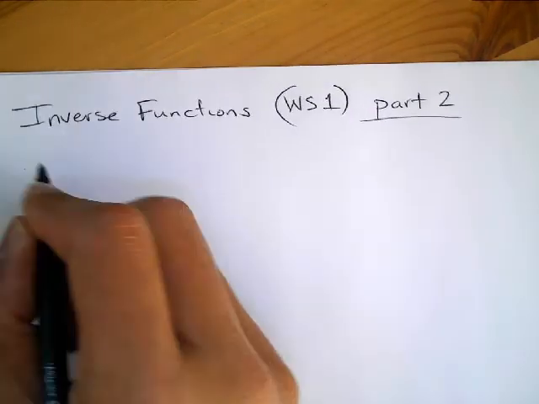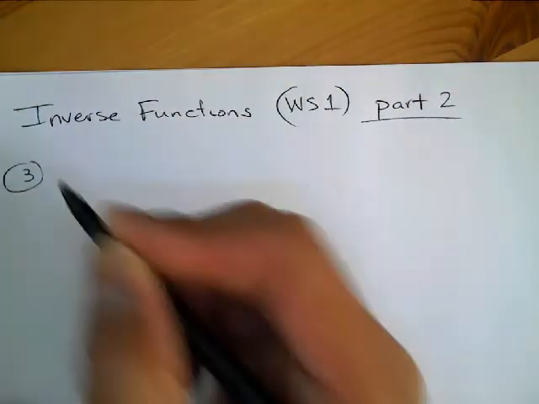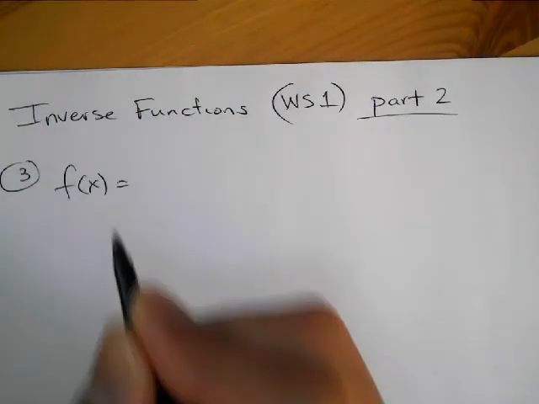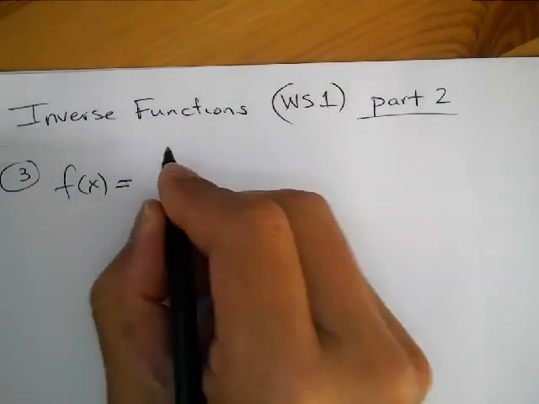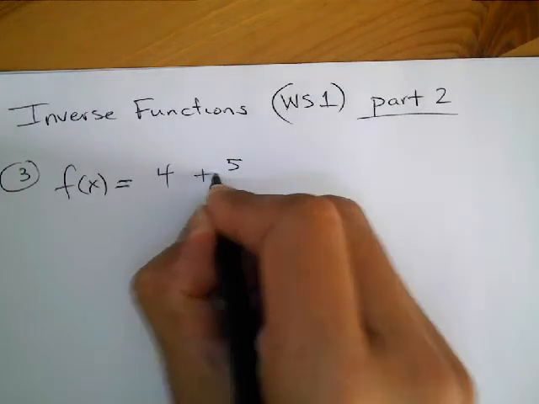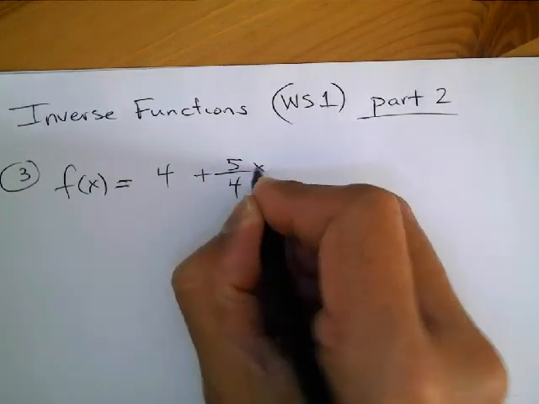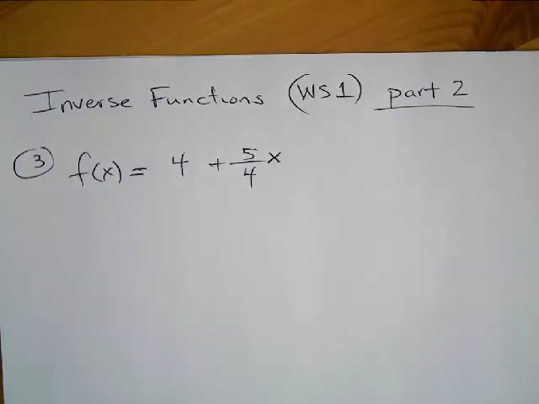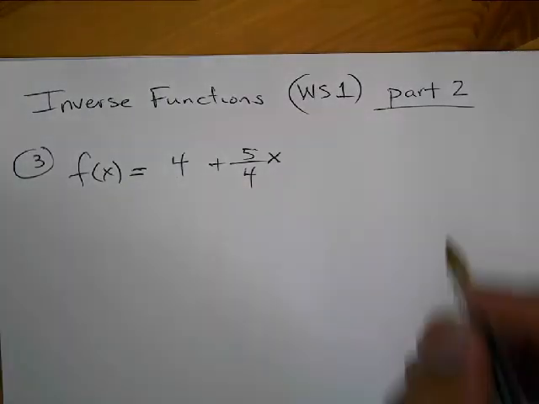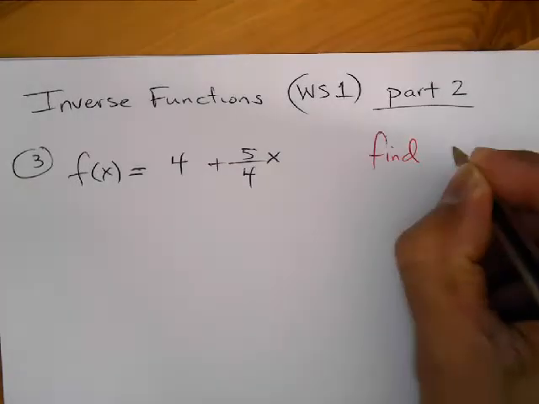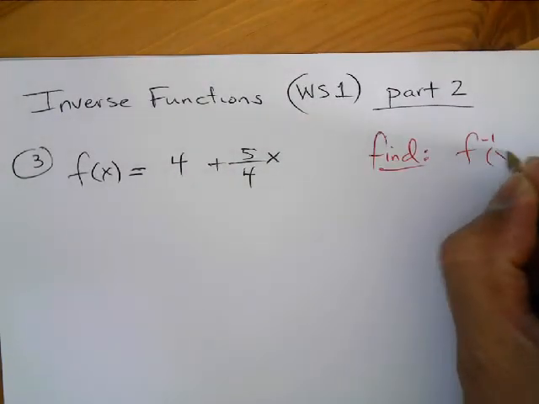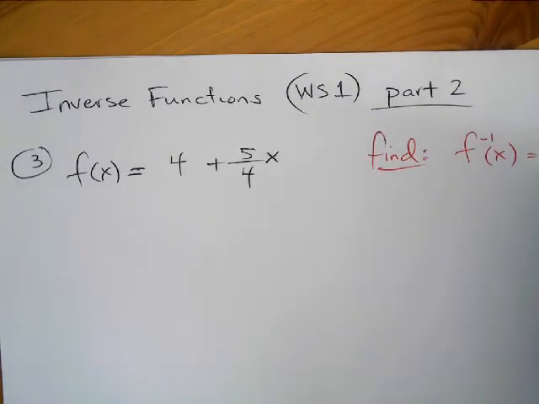Okay. So we did 2 problems here. We're on number 3. F of x is equal to 4 plus 5 over 4x. All right. So remember, we're looking to find the inverse. We have to find the inverse function. That's what's going on here, right? Find the inverse function. And this is the way you write the inverse function.